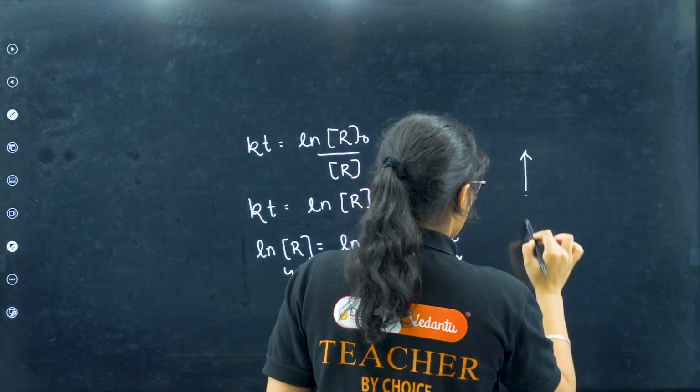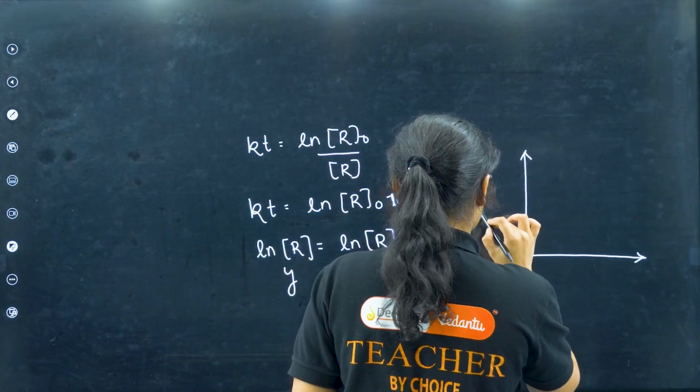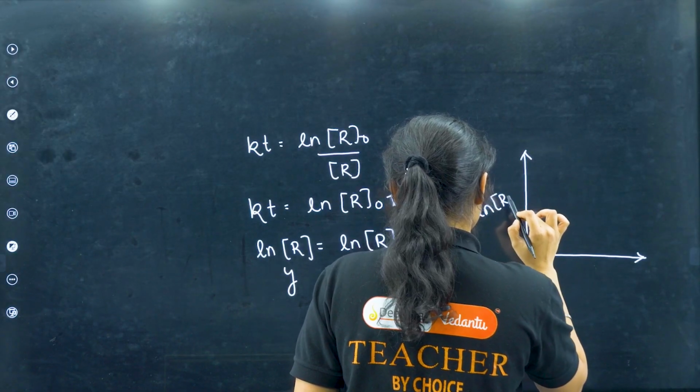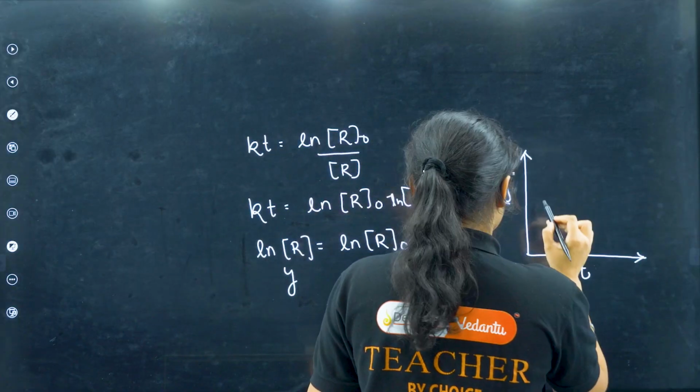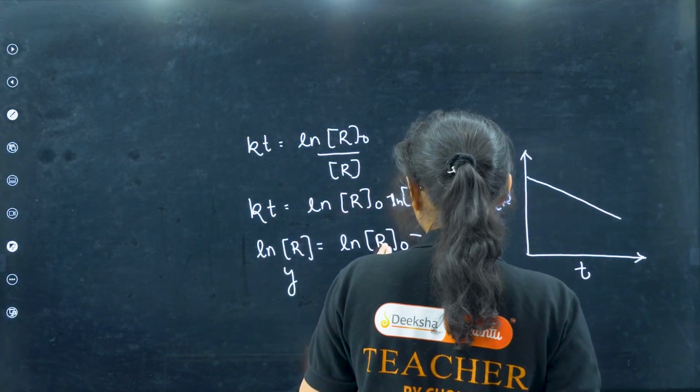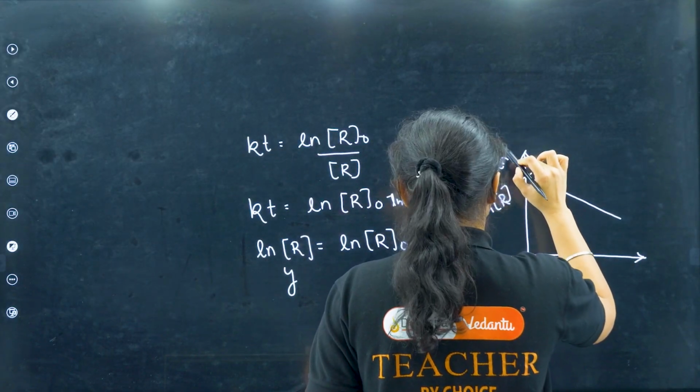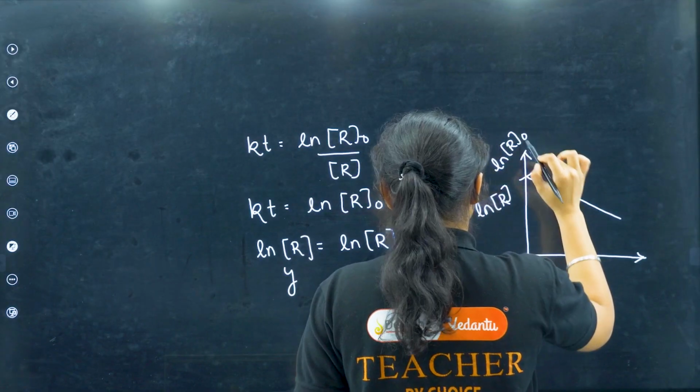So if I draw a graph for ln R and t, what will happen here, I will get minus k as the slope, and the point where it is intersecting, that is your ln R naught, okay.